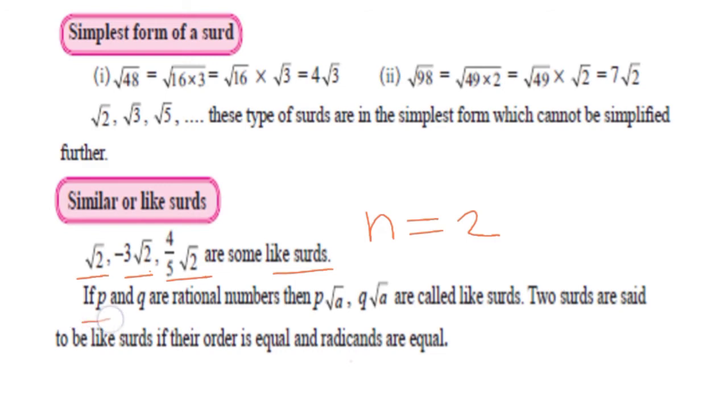If p and q are rational numbers, then p root a and q root a are called like surds. Here order is equal and radicand is also equal. Two surds are said to be like surds if their order is equal and radicands are equal. Means if order and radicands are equal, then these surds are known as similar surds or like surds.